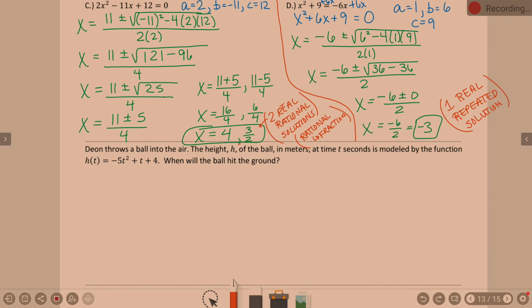One last example to finish up today. And then we can pick up tomorrow. Let's talk about Dion. Dion throws a ball into the air. The height h of the ball in meters at time t seconds is modeled by the function h of t equals negative 5t squared plus t plus 4. When will the ball hit the ground?